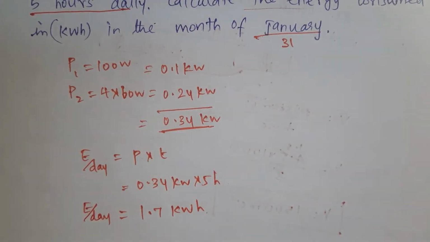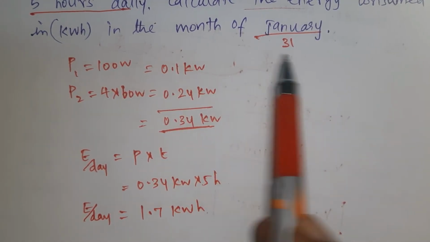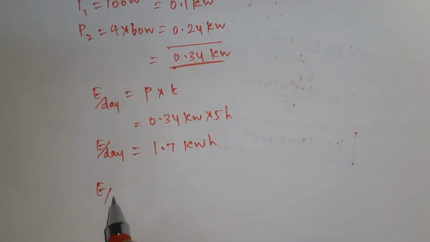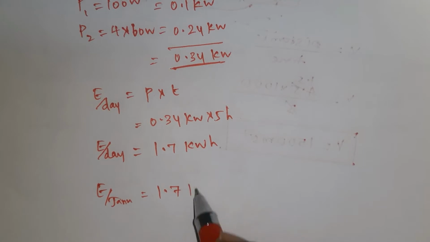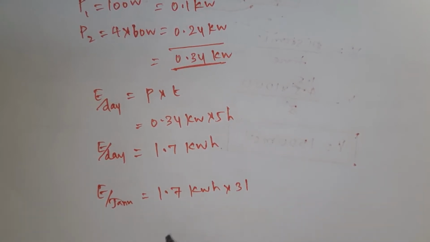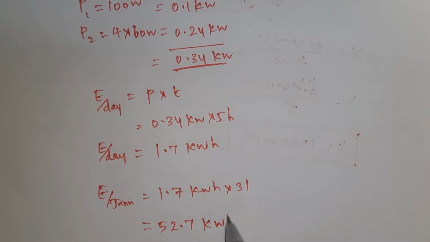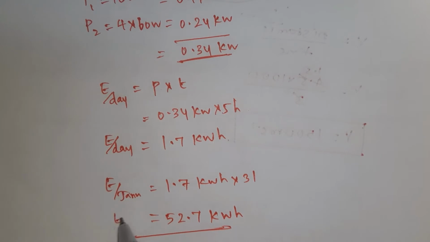But in the question they are asking energy consumed in the month of January. So in the month of January, 31 days. So total energy consumed in the month of January, we are going to multiply by 31 days. If we multiply this, 52.7 kilowatt hour is energy consumed by these bulbs in the month of January. So this is the answer.